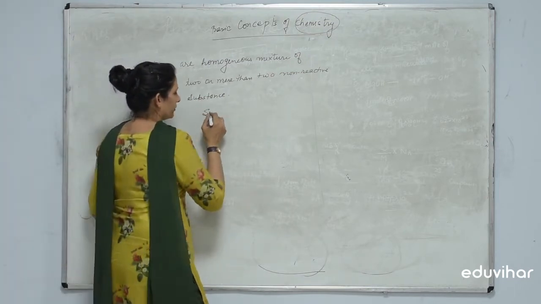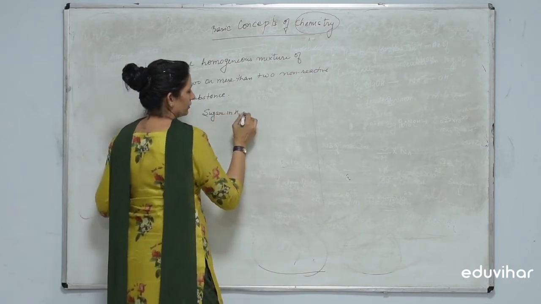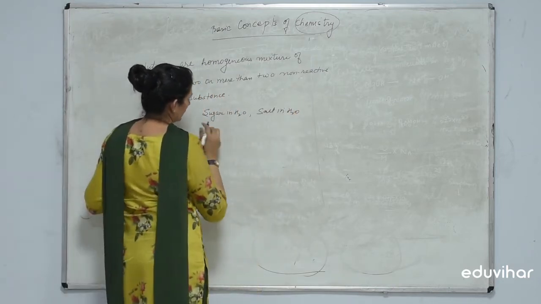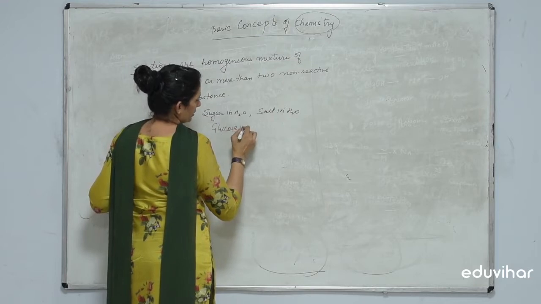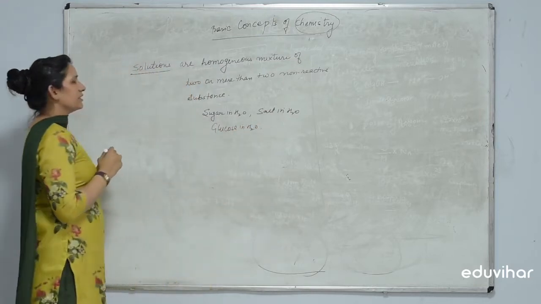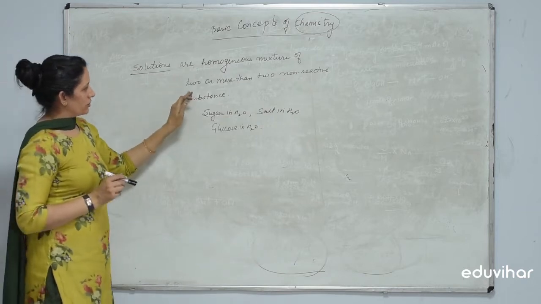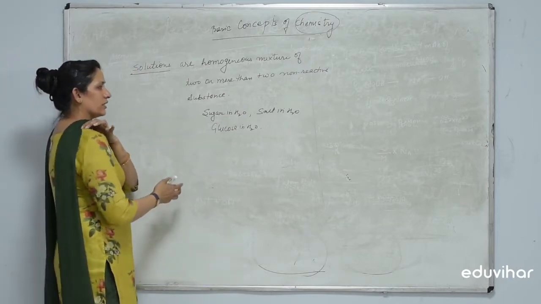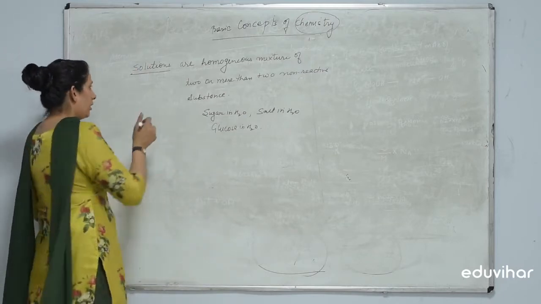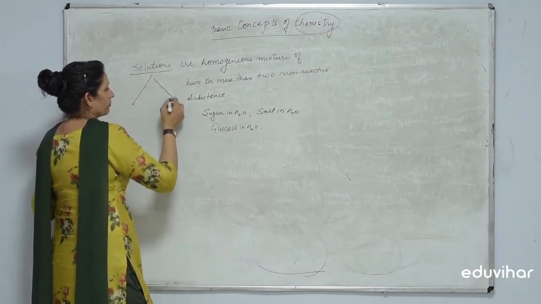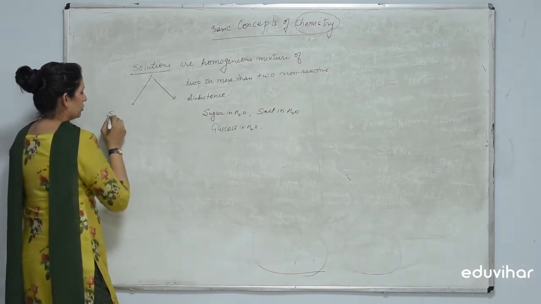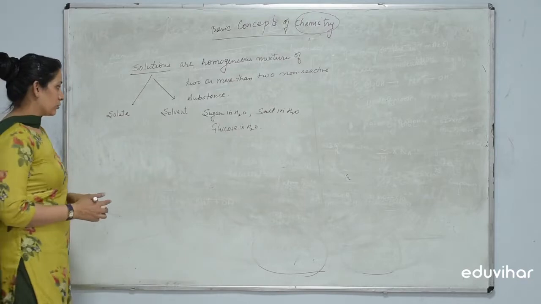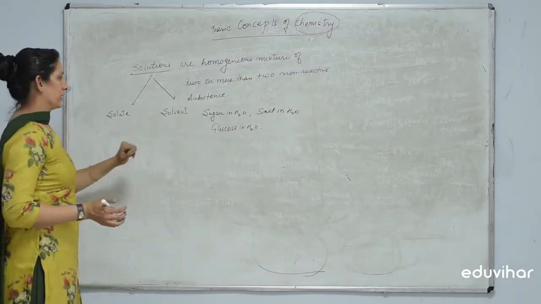For example, sugar in water, salt in water, glucose in water. Solutions are homogeneous mixtures of two or more than two non-reactive substances. This solution contains mainly two components. First is solute and second is solvent.